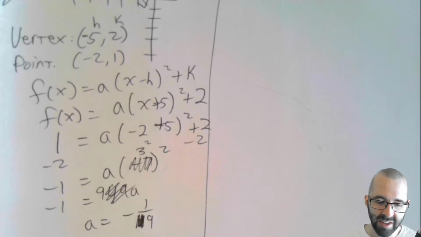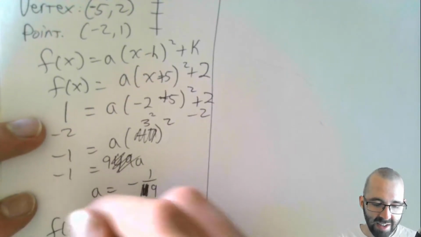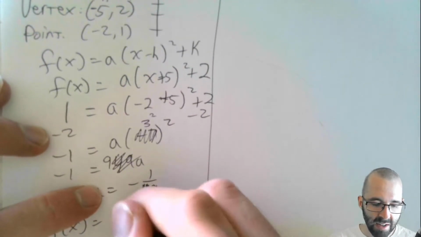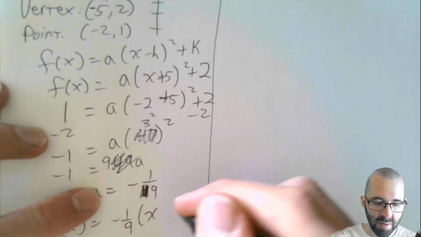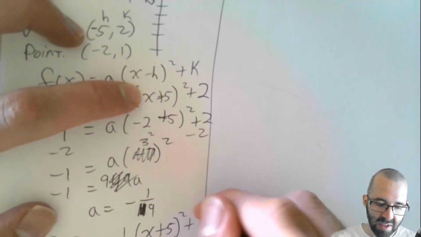This still makes me a little uncomfortable, because I thought I was going to get a negative 1/3. But, oh, I see what happened. Nope, this is right. Perfect. Great. Sorry about that. So we get f of x is equal to a, which is negative 1/9, times x minus h, which is plus 5, squared, plus k, which is 2.